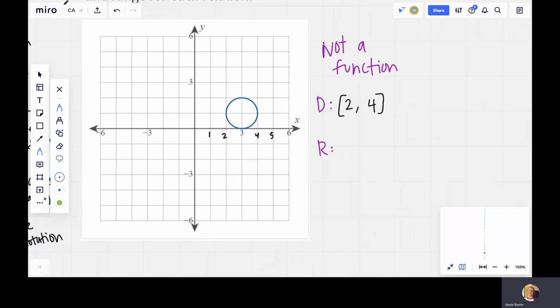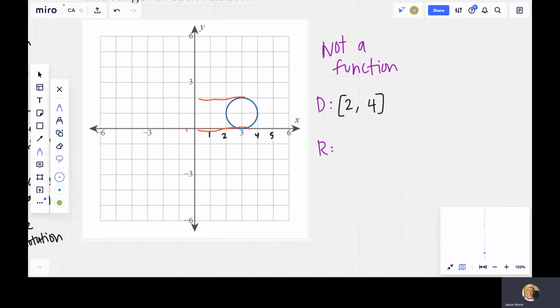Now let's look at the range. Remember, for the range we're looking vertically. We're looking up and down. Let me use a different color here. We're looking at how far up it goes and how far down it goes. So this is the farthest that it goes up, so we'll draw a straight line there. This is the farthest that it goes down.